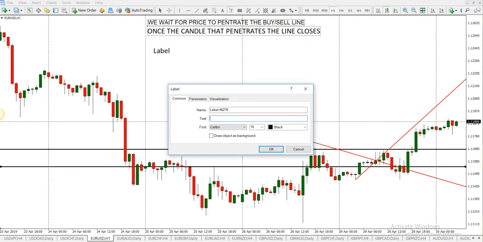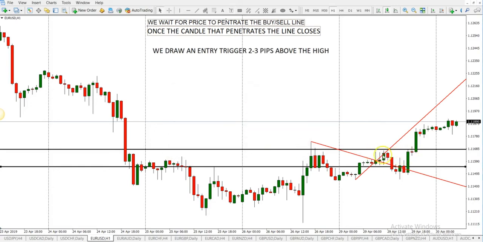we draw an entry trigger line 2 to 3 pips above the high of the candle. So this was the high of the candle, so this is our entry trigger line, okay, for a buy signal.